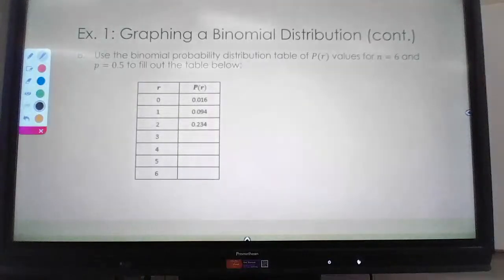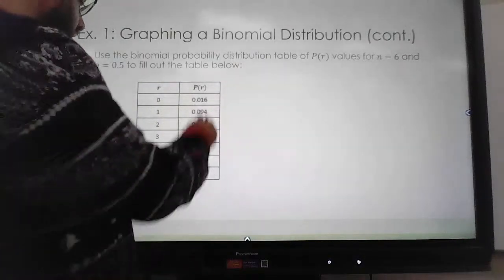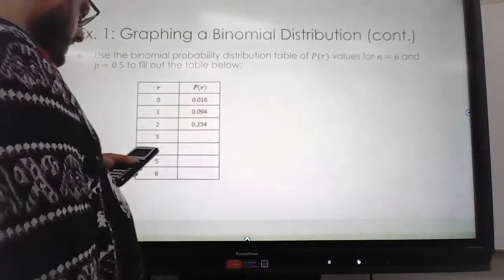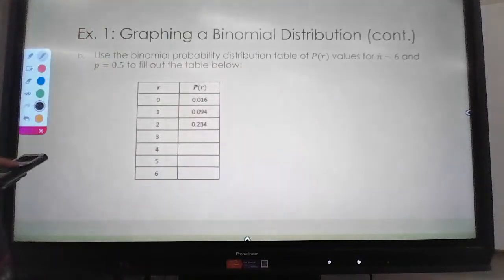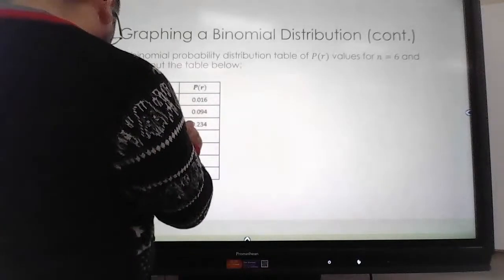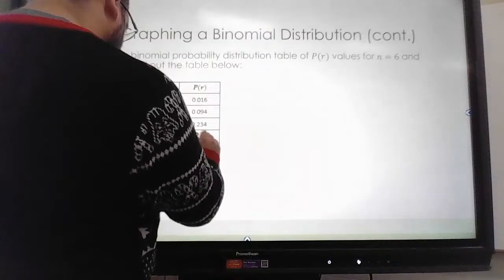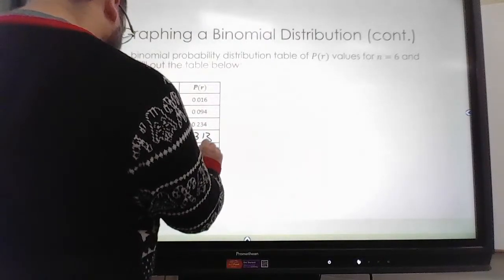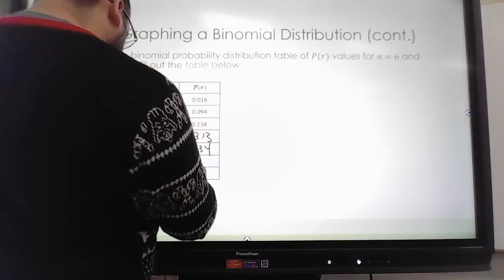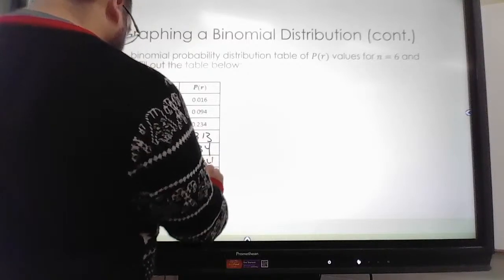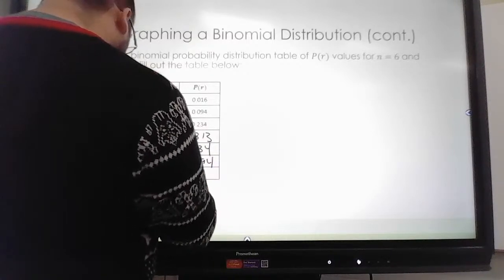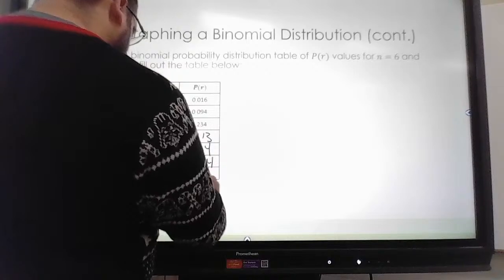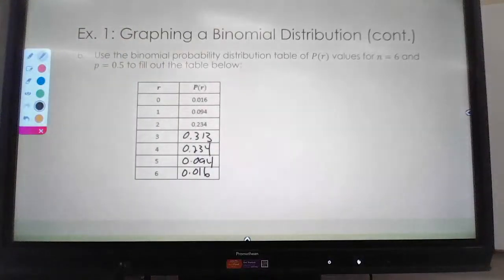So here we rounded to 3 decimal places, so I'm going to do that here as well. The first 3 are already done. So that means that when r is 3, this is 0.313. This is 0.234. This is 0.094. And this is 0.016. So there's our probability distribution.